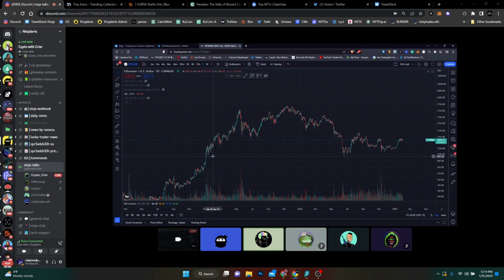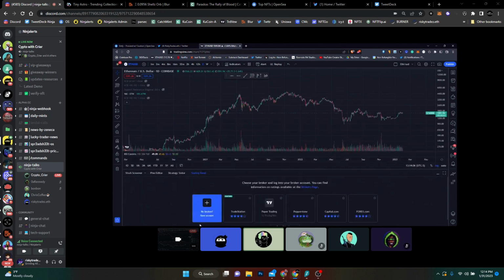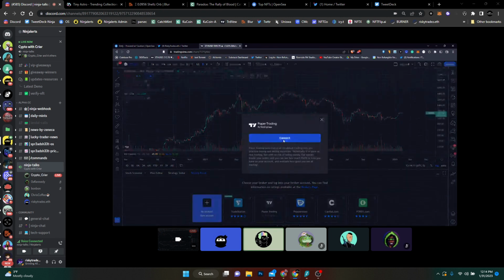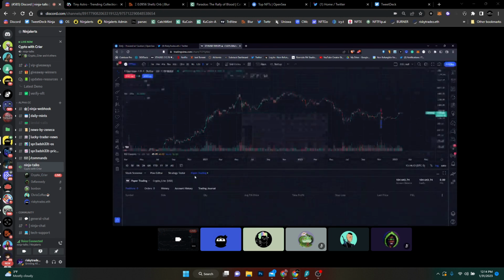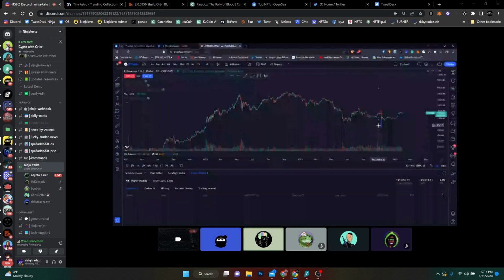There's a lot of really cool things you can do on here. You can use the trading panel. You can go to paper trading here, and you can connect. You can actually trade $100,000 for free. It's not real money, and you can try to use these strategies. You can see I was showing this previously, which is somebody in this range here, at that short range.